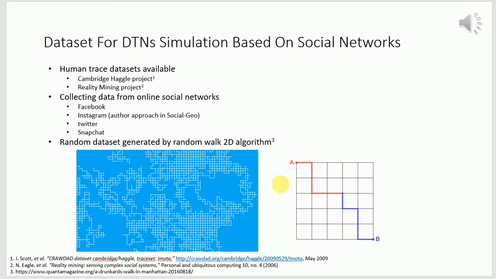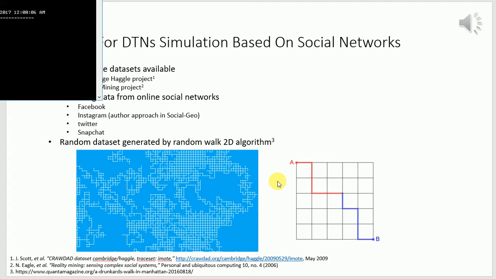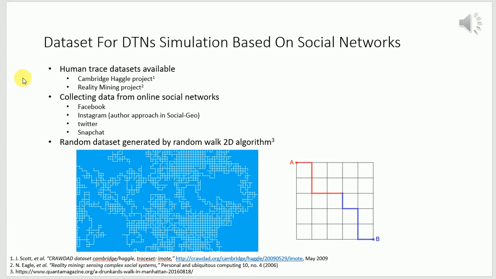In our previous presentation, we introduced that we have three ways to obtain the data. One is to use already available public data sets. The second is to collect data from online social networks such as Facebook, Instagram, or Twitter by using some geocode API. The third is to use random walk algorithms to generate a data set that simulates human movement behavior. In our current project, we finally decided to use the random walk algorithm to generate the data set ourselves, because it is easy to control and easy to integrate into the simulation.